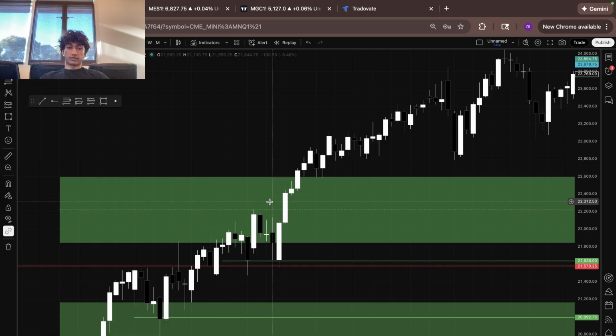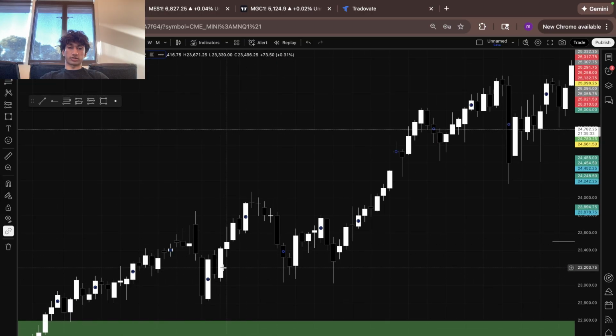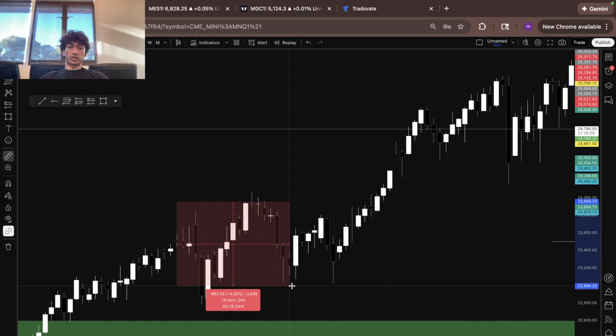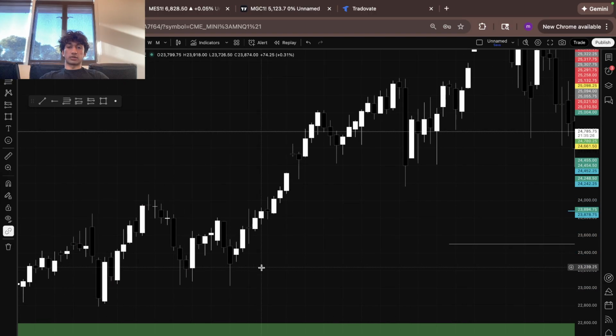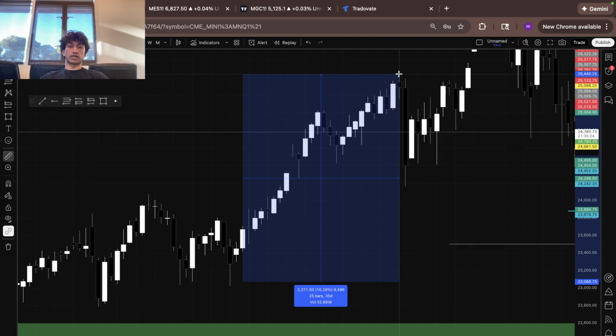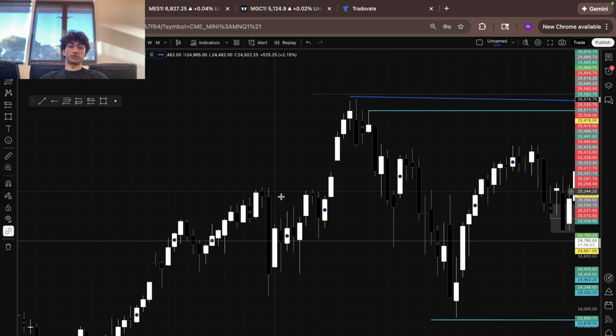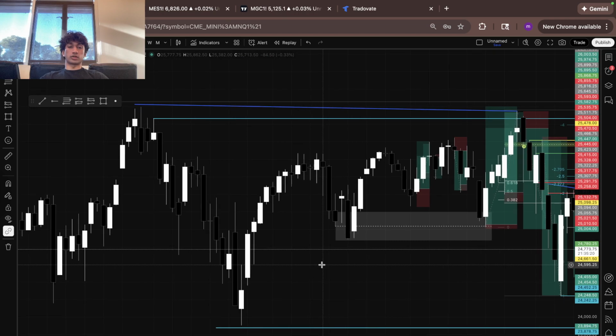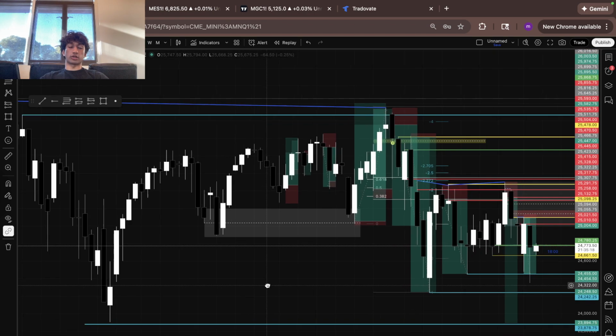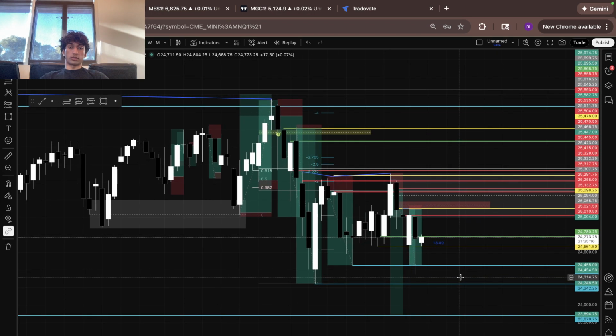What had happened after? August right here. We were SMTing at these highs. We were SMTing at lows. This whole month was SMTs. And then what had happened was we ripped 2,000 plus points, right? So a big move was due. Anytime assets start SMTing a lot more than they should, a big move is due.